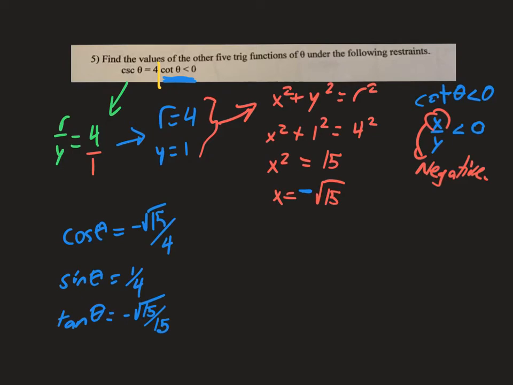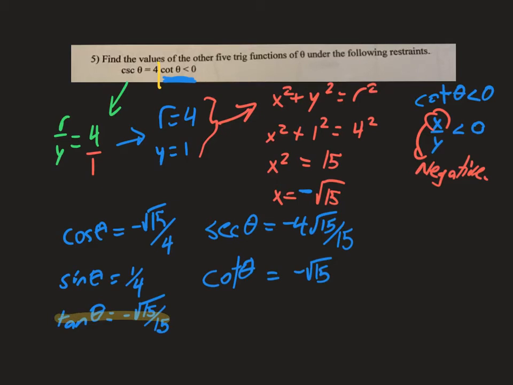Then we can get the other three, the reciprocal versions of these. Secant theta will equal negative 4 root 15 over 15. Cotangent theta is equal to negative square root 15, and it's actually over 1, but we don't need to write that. Once again, I'm going to mark that some of these have been rationalized, like this tangent. Tangent's definitely been rationalized, and so has the secant. So those two are rationalized.